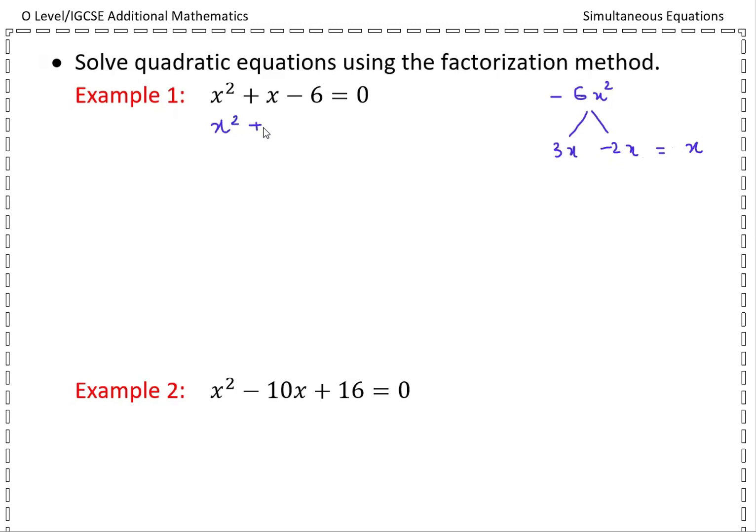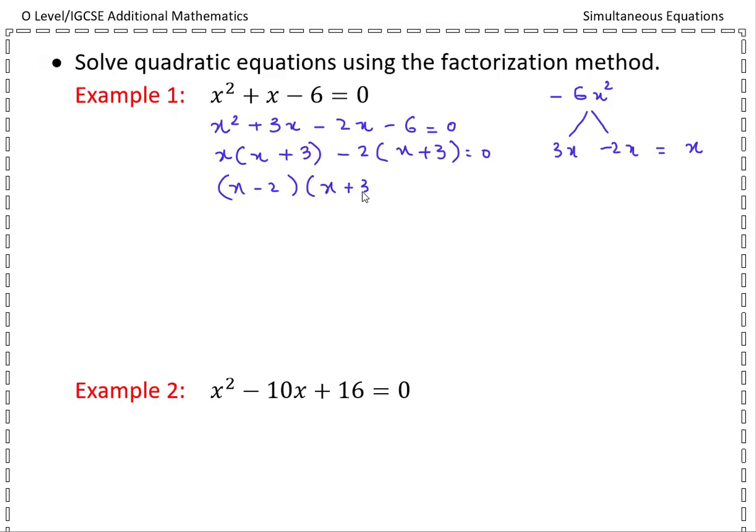x squared plus 3x minus 2x minus 6 is equal to 0. In place of this x, you have to write 3x minus 2x because 3x minus 2x will give the result as x. Then we have to take common. x is common. In bracket x plus 3, minus 2 is common. x plus 3. We have x minus 2 and x plus 3. Now we will equate each factor to 0. x minus 2 is equal to 0. x plus 3 is equal to 0. x is equal to 2 and x is equal to minus 3.